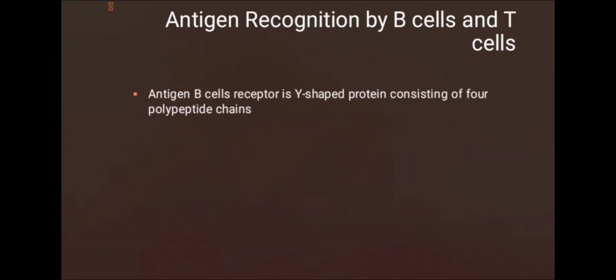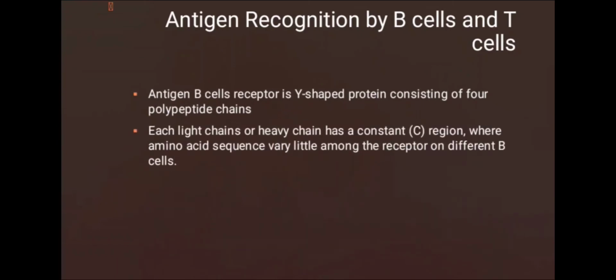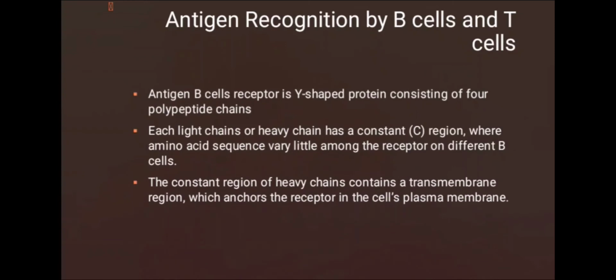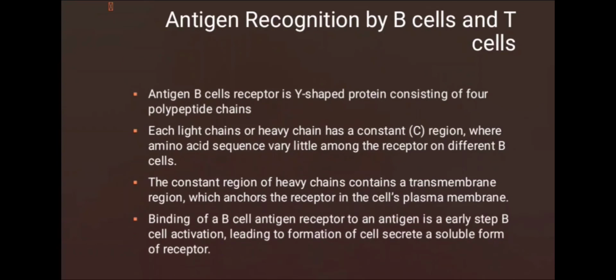The B cell antigen receptor is a Y-shaped protein consisting of polypeptide chains. Each light chain or heavy chain has a constant region where the amino acid sequence varies little among the receptors on different cells. The constant region of the heavy chains contains a transmembrane region which anchors the receptor in the cell's plasma membrane. Binding of a B cell antigen receptor and an antigen is an early step in B cell activation, leading to the formation of cells that secrete a soluble form of the receptor.